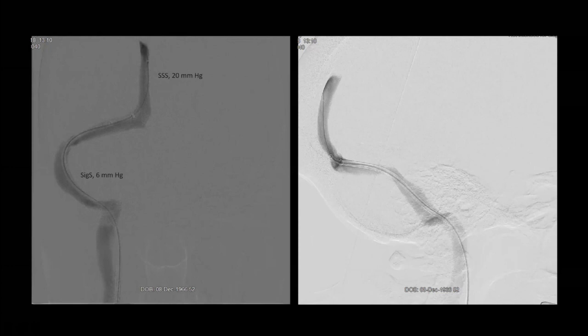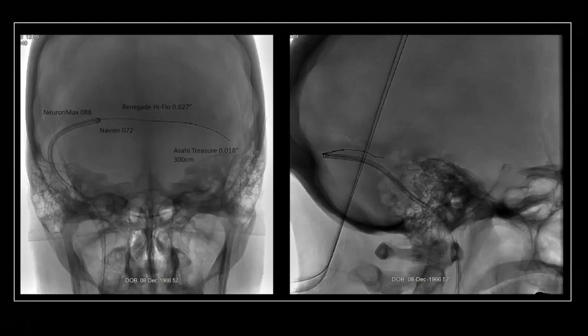This is the first time I have encountered this, where the Zilver stent, either an 8 or a 9/60, was not able to go through the exchange, an exchange 0.018 wire. So in this case, what I did was to advance the Neuron Max over a distal access catheter. In this case, I used a Navien 72.